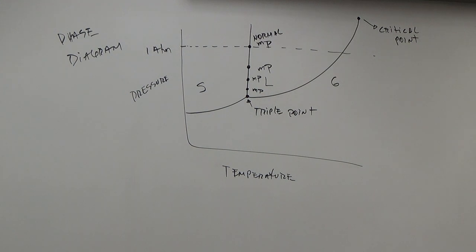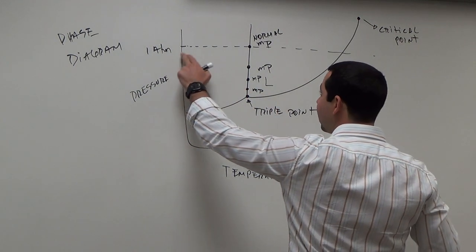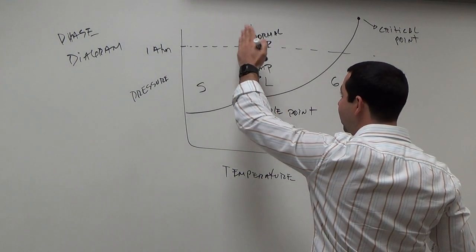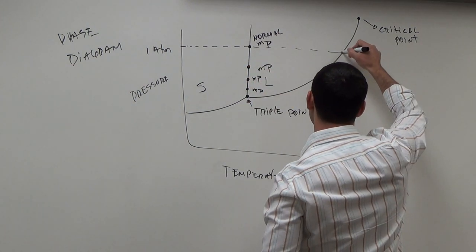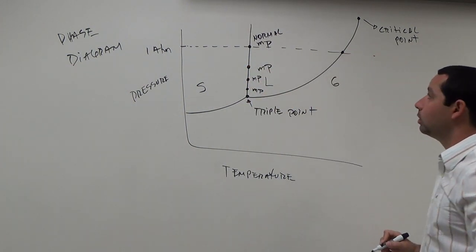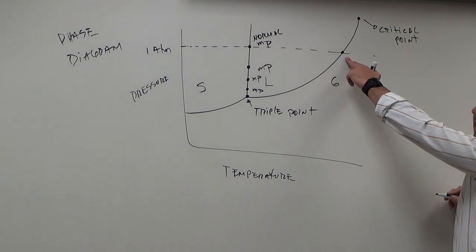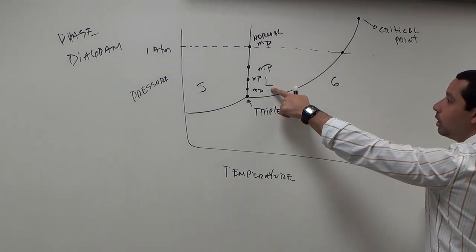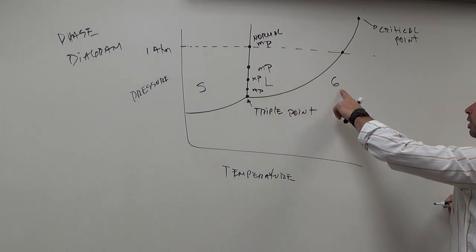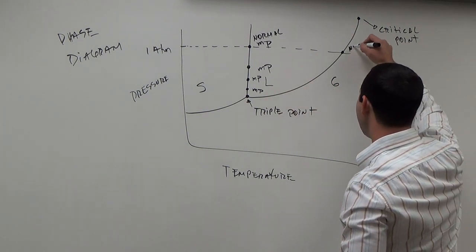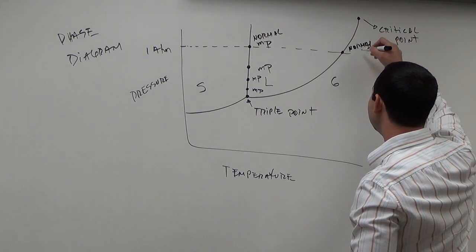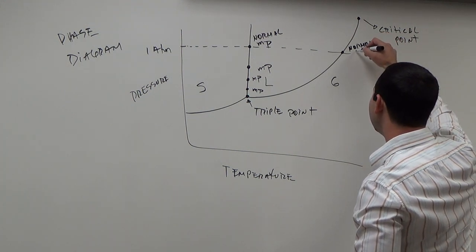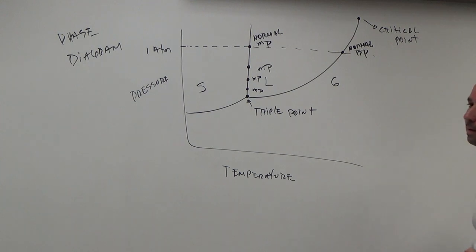So whenever something occurs at 1 atm, what is that called? Normal, whatever it is. Now, what's this called here? Normal, because it is at 1 atm. And this is a phase transition between liquid to gas. So this is called normal. Normal what? Boiling point. Very good. Okay.